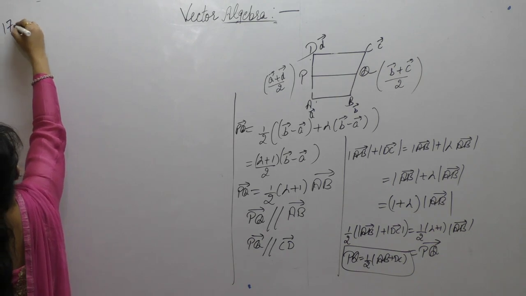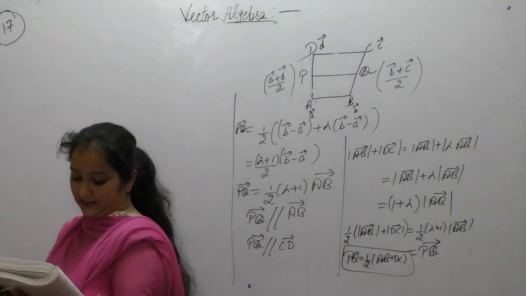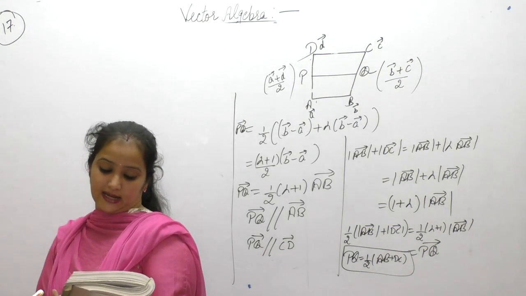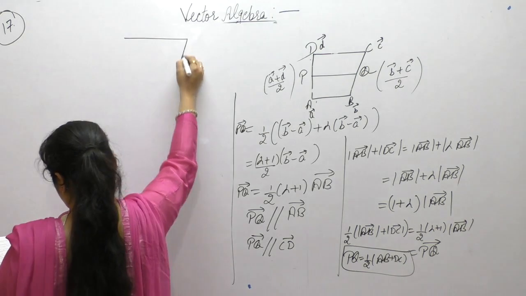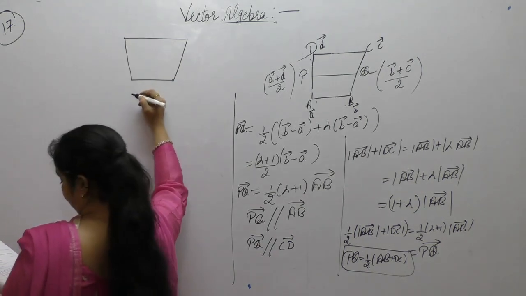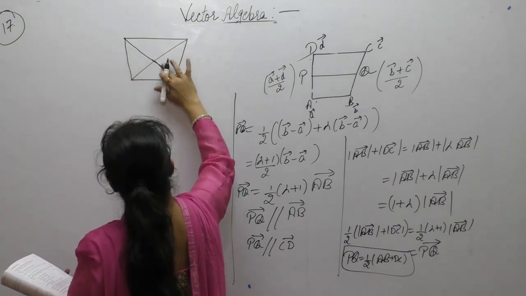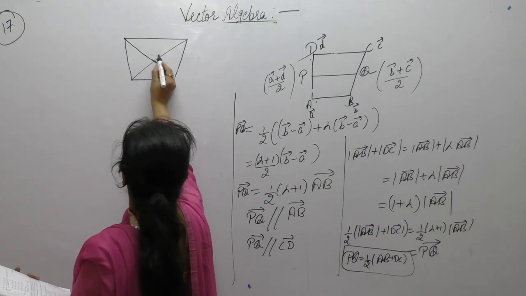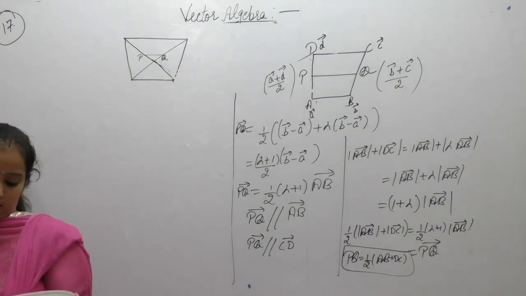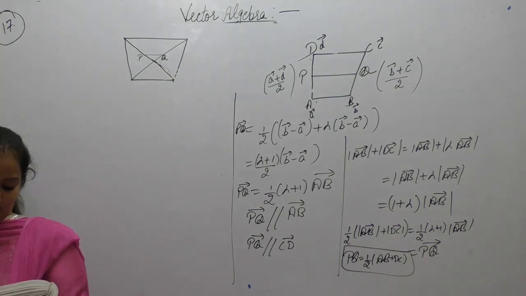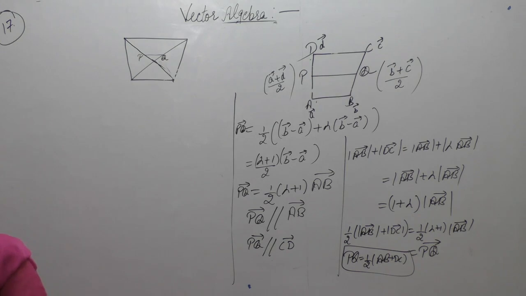Now next one. Prove by vector method that the line segment joining the midpoints of diagonals of a trapezium is parallel to the parallel sides and equal to half of their difference.